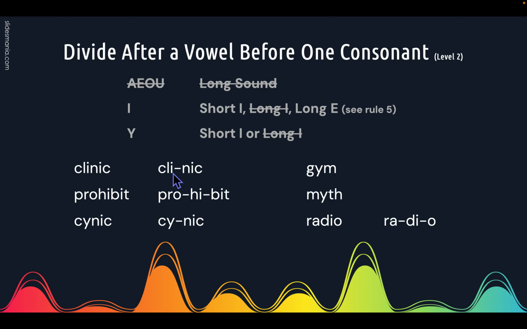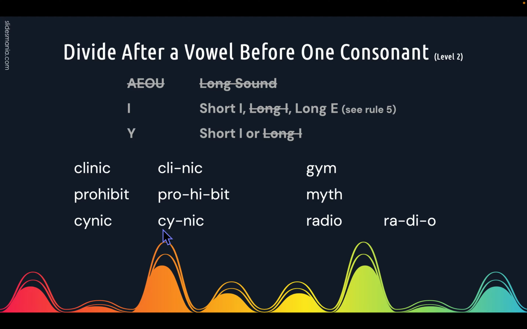So we're going to divide after the vowel before a single consonant, but we're going to use the short I sound of I for clinic. Here, this O is going to keep its long sound following this part, but we're going to use the short I sound. So we're going to have prohibit. Right here, we're going to divide after a Y. The Y in this word functions as a vowel, and we're going to use the short I.